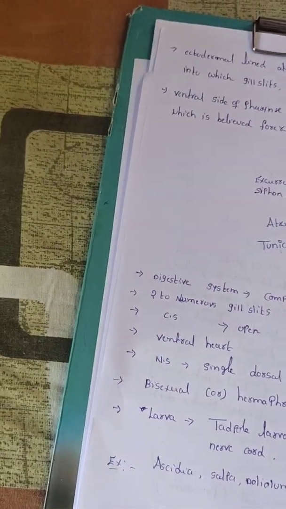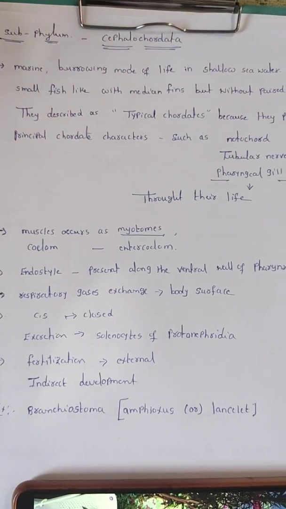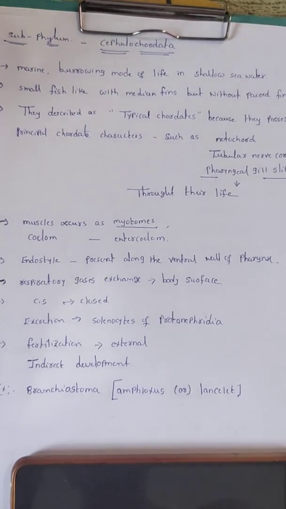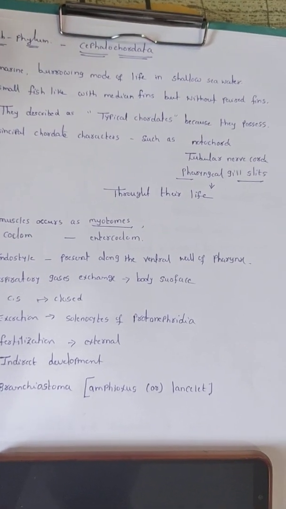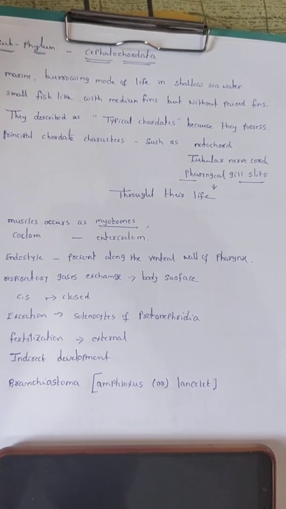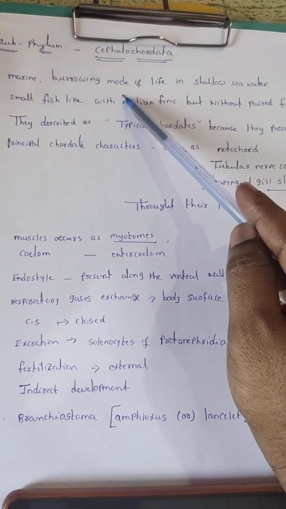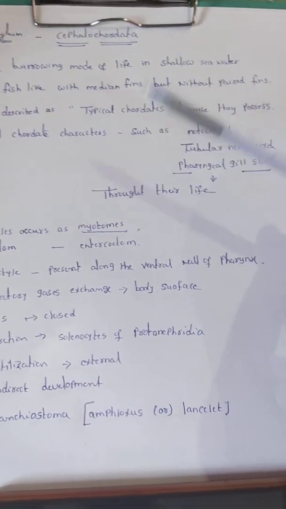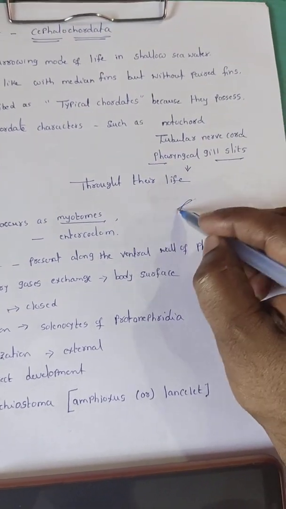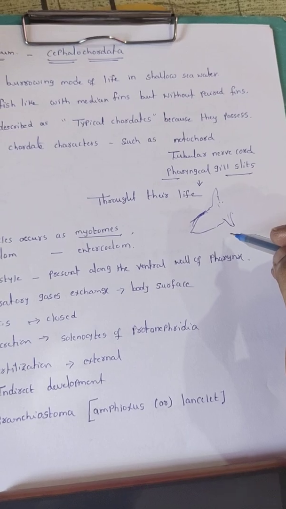The next subphylum is Cephalochordata. See, cephalo indicates head, chorda indicates notochord. Here the notochord is present from the head to the tail region and persists throughout their life. These are marine, burrowing in mode of life, living in shallow sea water, and are small fish-like with median fins. Suppose you think this one is the fish, this is the median fin. Middle fins are called median fins, but they are not paired.